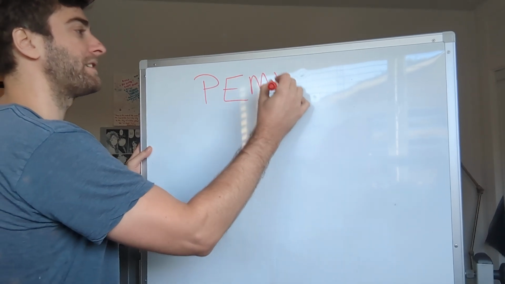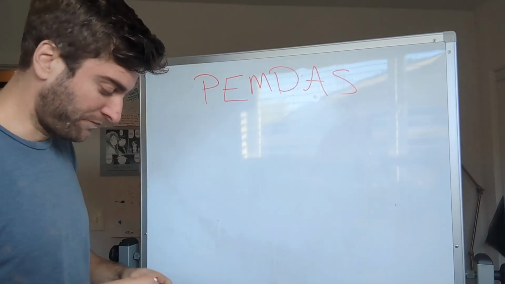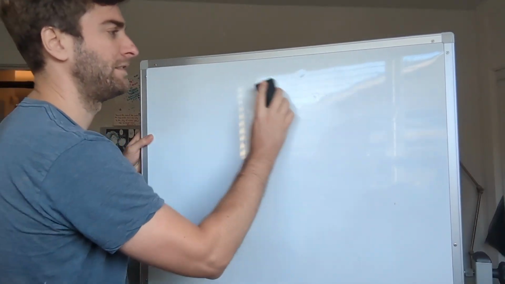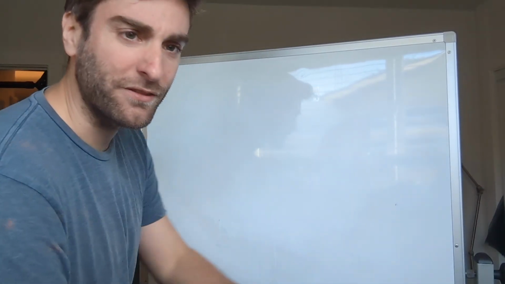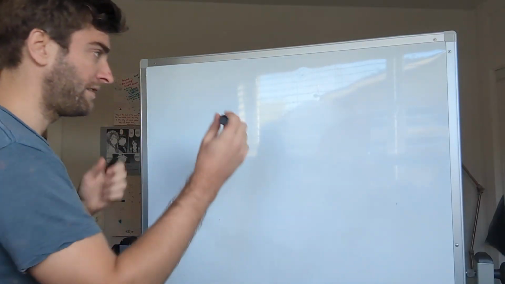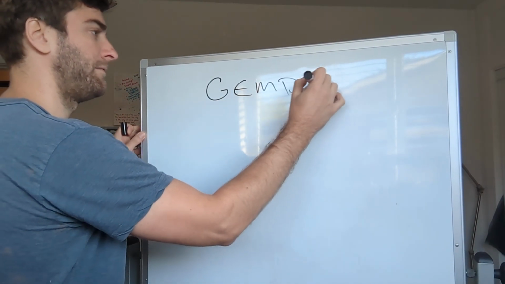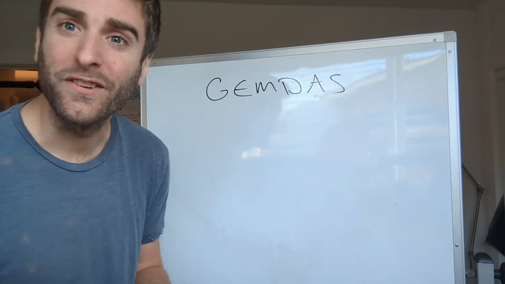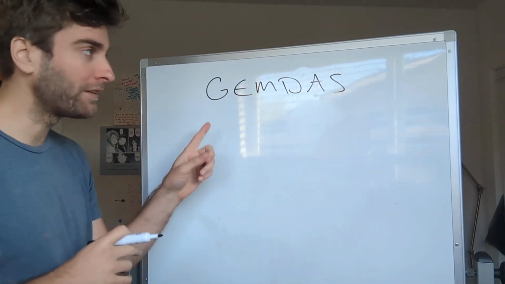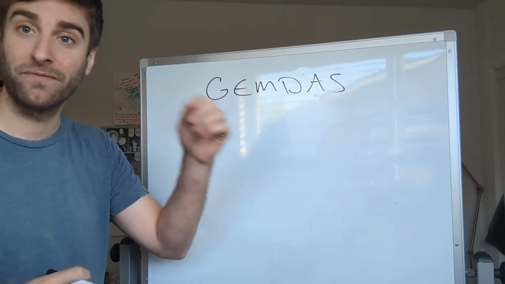You might remember this, PEMDAS. But these days, we have different names for it. So you might be seeing it as something a little bit different, like GEMDAS or something like that. So I'm going to use that instead. These are the order of operations: groups, parentheses, any sort of grouping, that always comes first. Exponents, multiplication, division, addition, and subtraction.